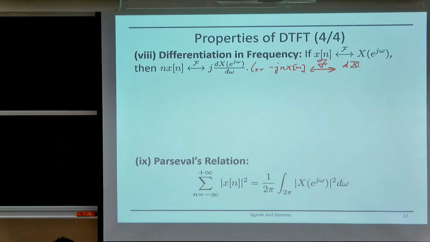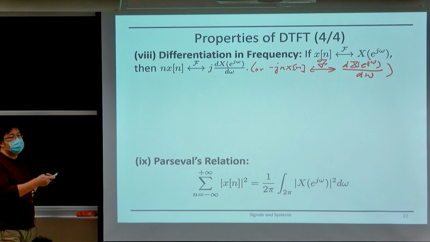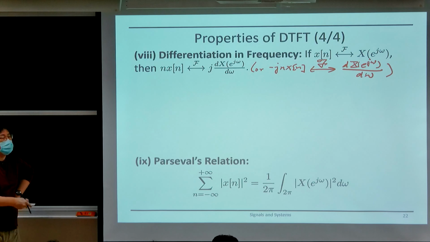This transforms to dX(e^{j omega})/d omega. This is the form that we used in continuous time. In continuous time, we had minus j t x(t) transforming to the derivative of X(j omega).